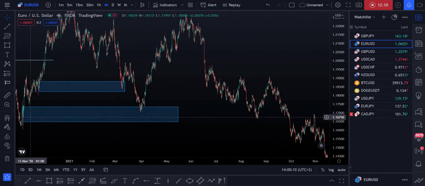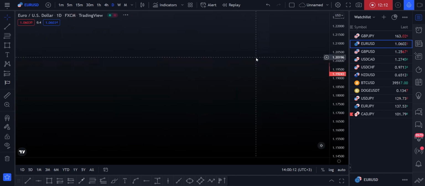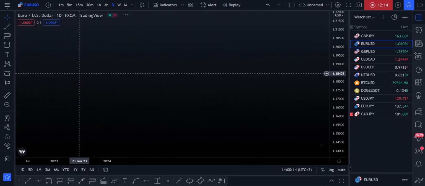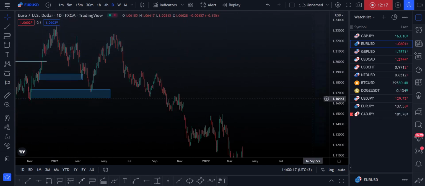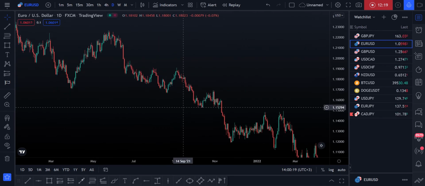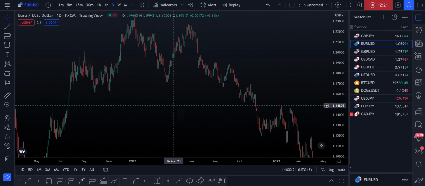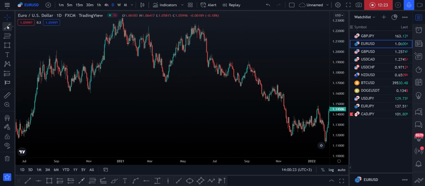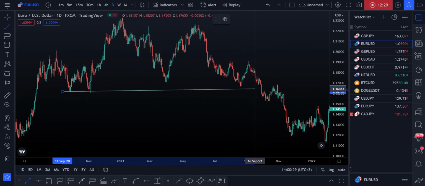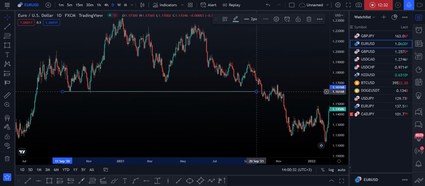We can look at another example. So going back to the daily time frame, we are going to delete this. So going back to the daily, we can now observe a break of structure. So we have a break of structure here, this low.